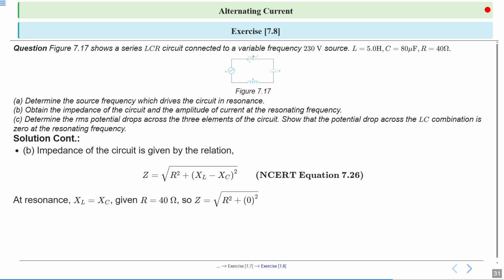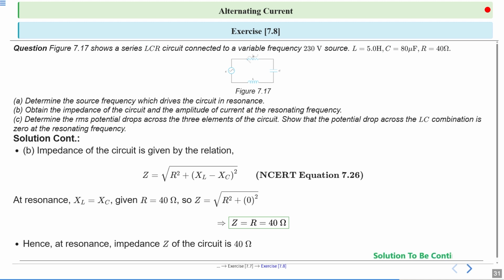So at resonance, XL equal to XC and R is equal to 40 ohm, given in the question. So Z will be equal to root R square plus 0 square. So Z will become equal to R, which is equal to 40 ohm. So at resonance, the impedance of the circuit will be equal to the resistance of the resistor connected in series with the capacitor and inductor. So at resonance, impedance Z of the circuit is 40 ohm.